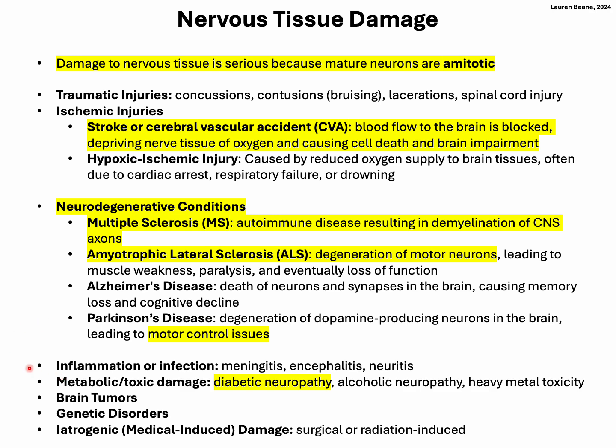Inflammation or infection, so meningitis, inflammation of the meninges, encephalitis, inflammation of the brain. Metabolic or toxic damage. One common one is diabetic neuropathy. I'm going to go into a little bit more detail on the next page about that. And then we can see some other examples being listed as well.